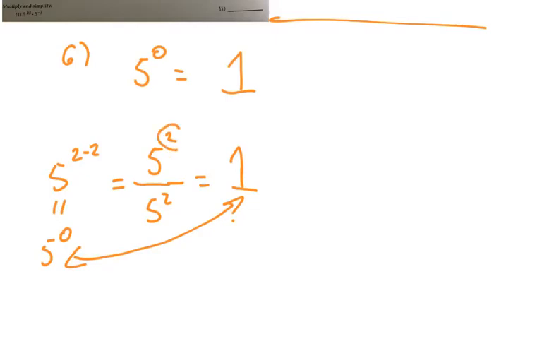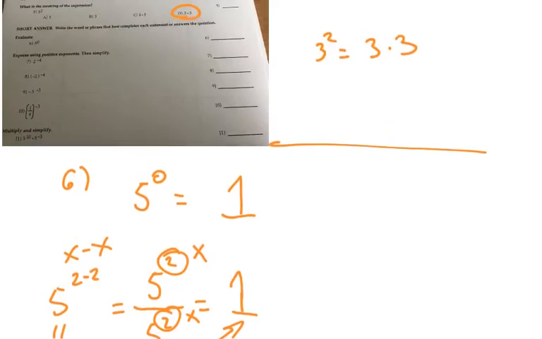Anything raised, we can make this anything. In fact, if we wanted to be technical, we'd call it a letter like x, and x minus x is 0. So, in any case, almost anything raised to the 0 power is 1. Okay? Alright, let's see what's next.